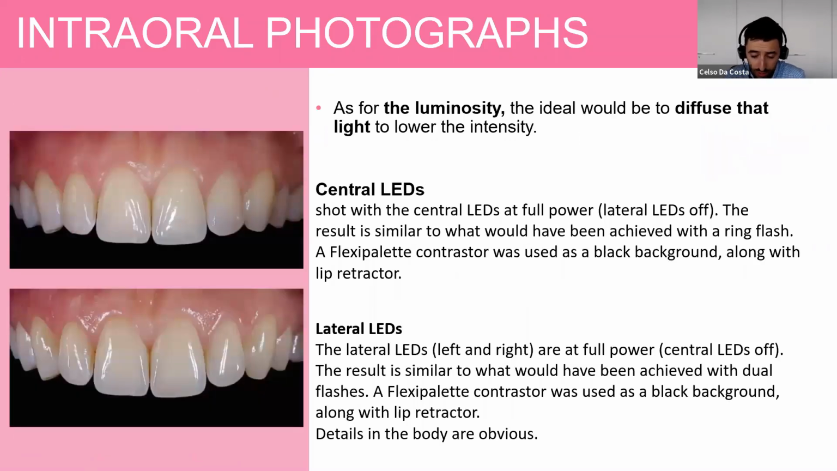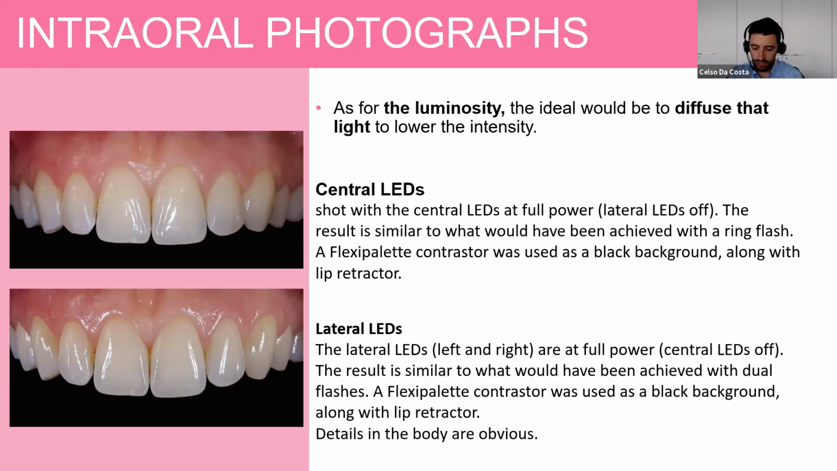The light is the most important. So the ideal is always to diffuse the light so we can lower the intensity of it. Here you have some examples. The upper image is when I use my light box, the Smileline, only with the central LEDs in the middle activated and the lateral ones off. And as you can see, there was more brightness on the central parts and less on the canine and premolars.